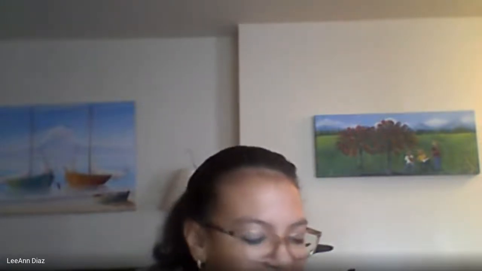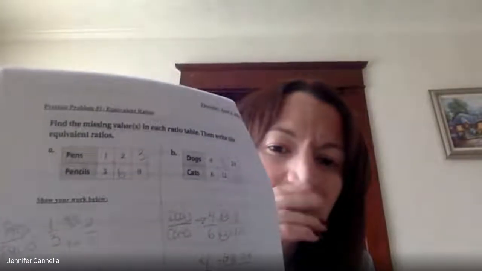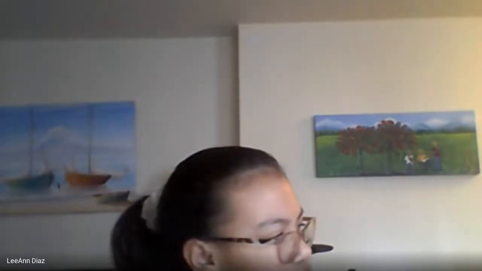Wait, what? I didn't hear the question. Oh, sorry, page 4, I meant. Can you read page 4? What does the question say? Find the missing values of each ratio table. Then write the equivalent ratios.